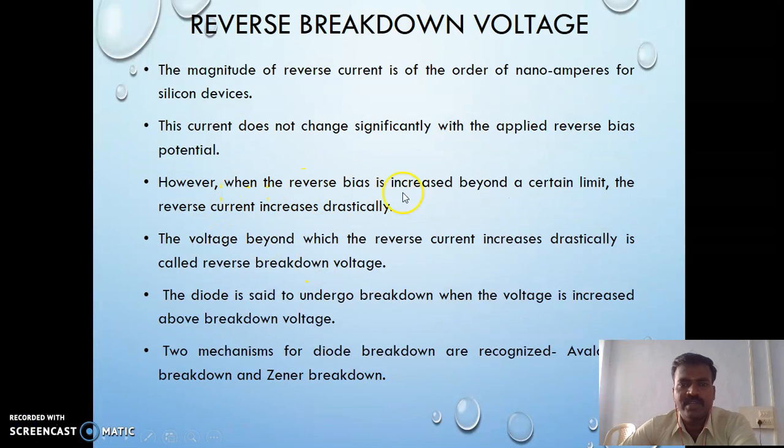This movement of electrons and holes constitutes a current called the reverse saturation current. However, when the reverse bias is increased beyond a certain limit, the reverse current increases drastically. The voltage beyond which the reverse current increases drastically is called the reverse breakdown voltage. The diode is said to undergo breakdown when the voltage is increased above the breakdown voltage. There are two mechanisms of this breakdown: one is avalanche breakdown, another is Zener breakdown. That we will discuss in the next class.